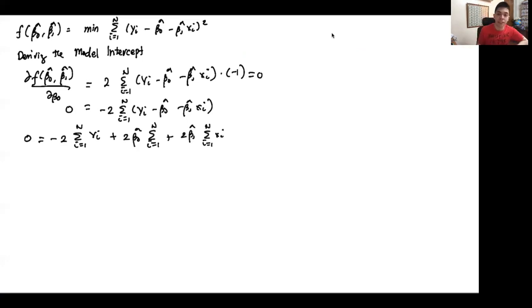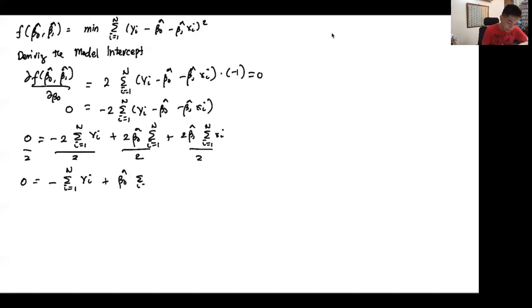Now we can easily simplify a few more things. Notice everything there has a 2, so we can just take it out, so divide everything by 2. So we get 0 is equal to negative sum i equals 1 to n of y sub i, plus beta 0 hat sum i equals 1 to n, plus beta 1 hat sum i equals 1 to n of x sub i. Okay, that's what we have.